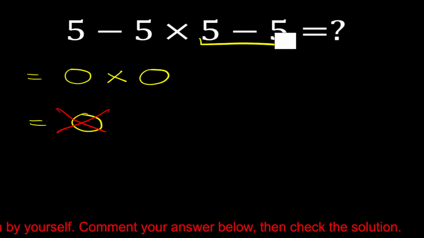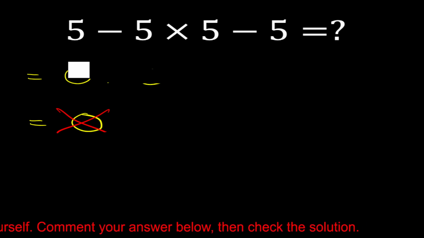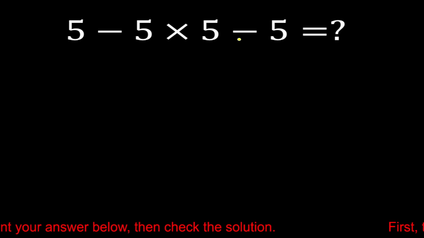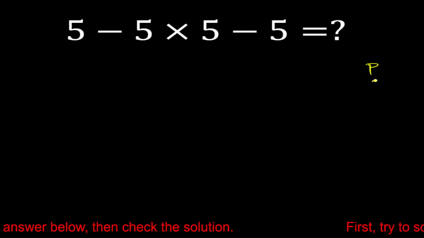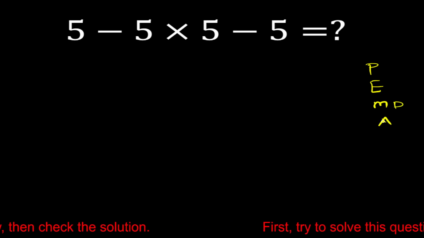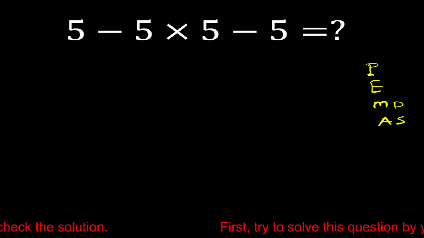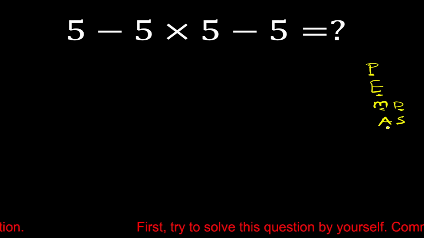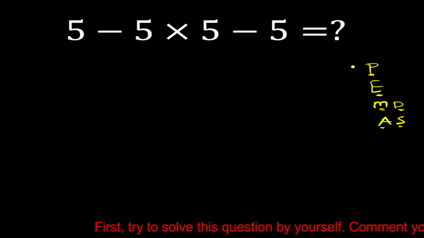Now let's solve this problem correctly by using the PEMDAS rule. So PEMDAS: P, E, M, D, A, S. According to the PEMDAS rule, P means parenthesis, E means exponents, M means multiplication, D means division, A means addition, and S means subtraction.